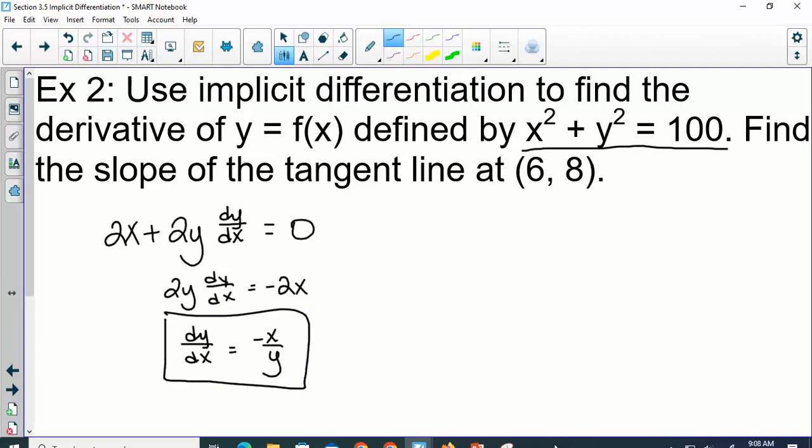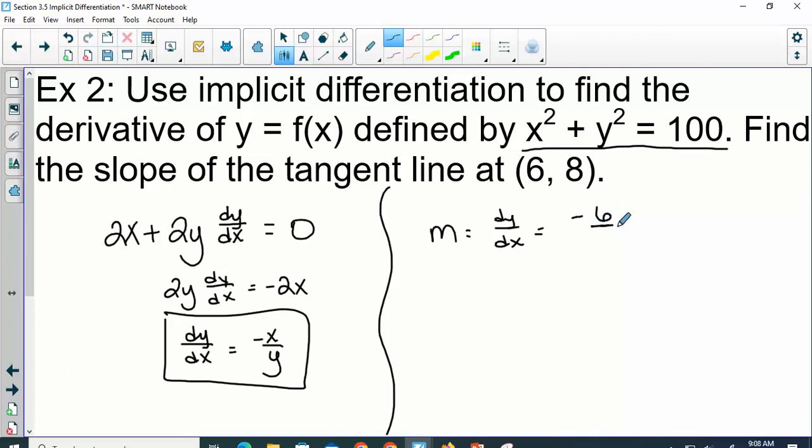So the derivative of y is negative x over y. Second part of this equation, I asked for the slope of the tangent line at the point (6, 8). Not a full equation, just the slope, so what do we do? The slope of a tangent line is just our derivative.